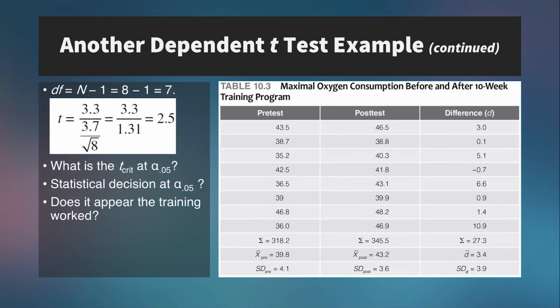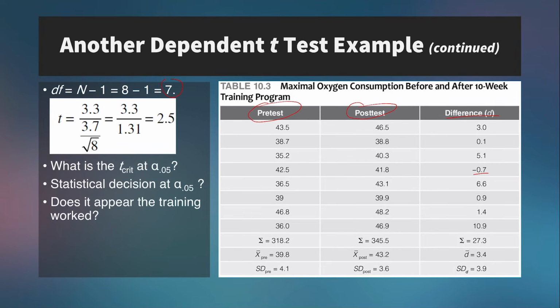So here's a second paired samples t-test example. This is 10 weeks of training and how that affects VO2 max. So we have all of the pre-test scores here and then the post-test scores here with the difference in those scores over here. Notice that most of these scores are positive. Here's the only negative score. So we can probably assume that this will be a statistically significant difference, but let's see just in case.